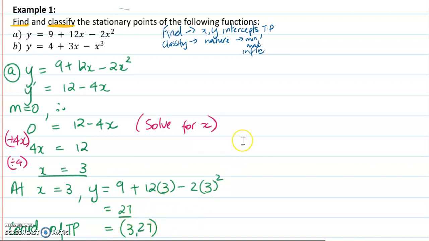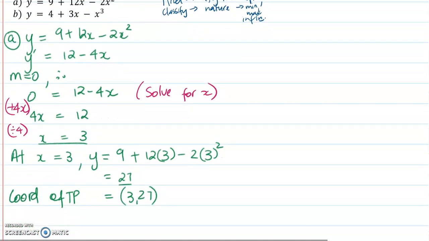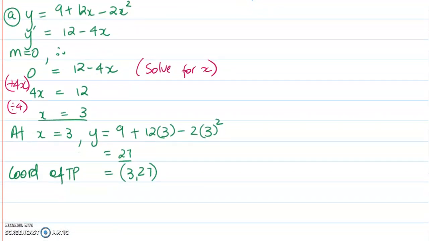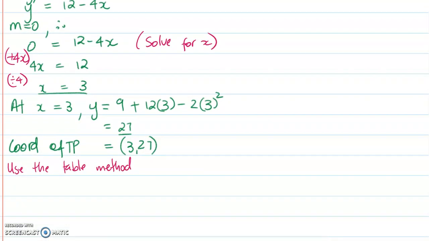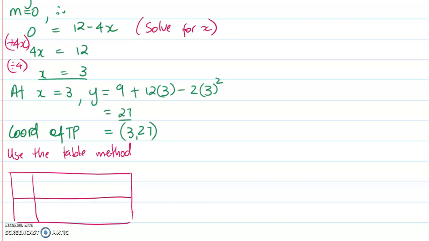So what we've done is we have found our turning point, and we found the coordinates of the turning point. Now that we've found the turning point, let's find the nature of these turning points. To do that, we use the table method. Basically, we write whatever we have. We take our x values and we take our y dash, which is the derivative function.